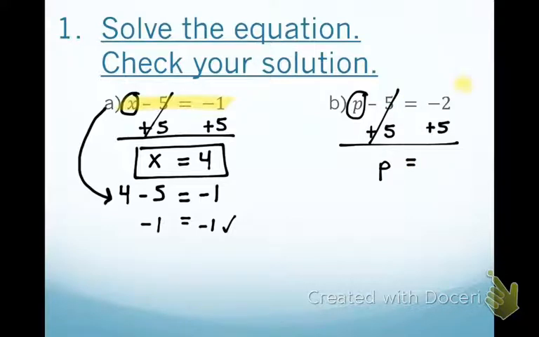And now we're going to work on this right side, negative 2 plus 5. Harmony, what's negative 2 plus 5? Okay, positive 3. And that's your correct answer.